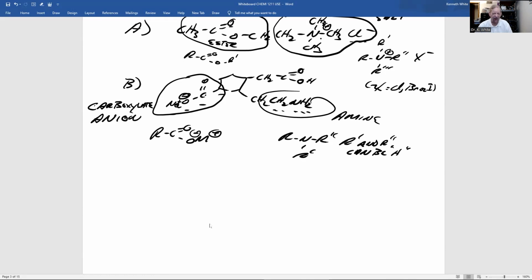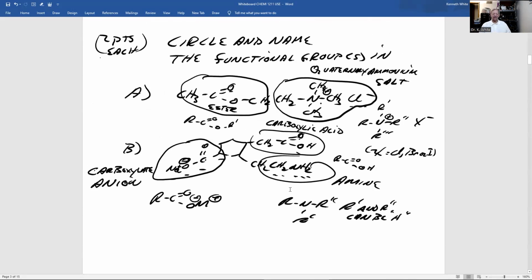Are we done? No. Up here, oxygen, carbonyl, the carbon here, and we have this, running out of room here. And what is this? This is a carboxylic acid. And that's how you play the fun game, circle and name the functional group, 2 points each. And with that, I'm done.